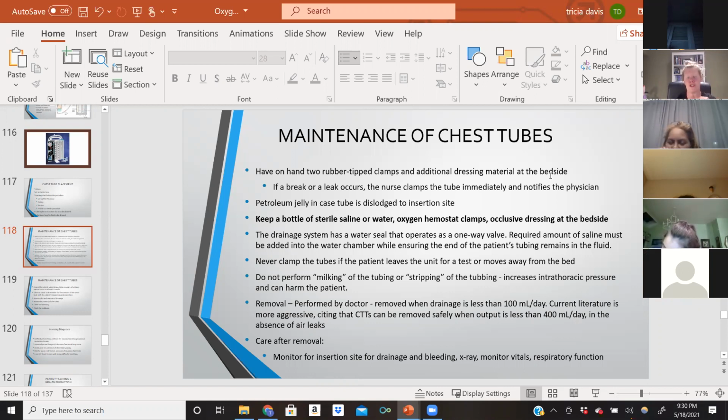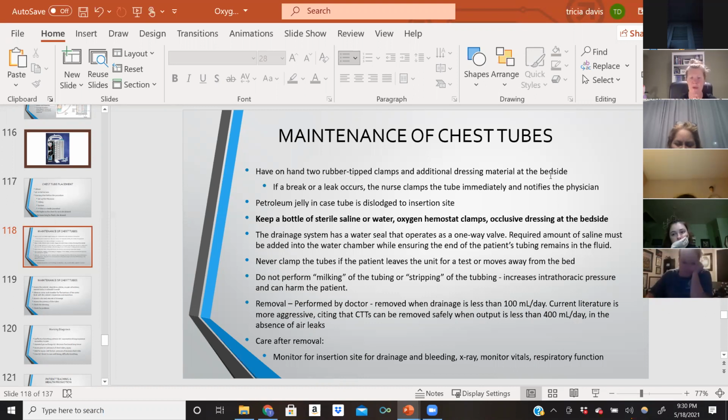It's removed when the drainage is less than 100 ml per day. Current literature, evidence-based practice that we see, is a little bit more aggressive. It cites that they can be removed when the output is less than 400 in the absence of any air leaks, but it's always going to be up to the doctor. They're going to let you know when they want to remove it.